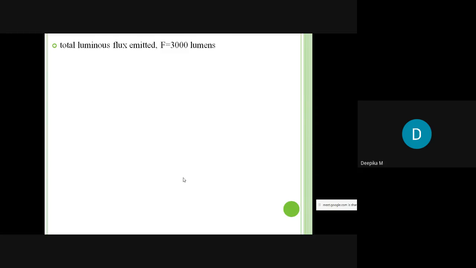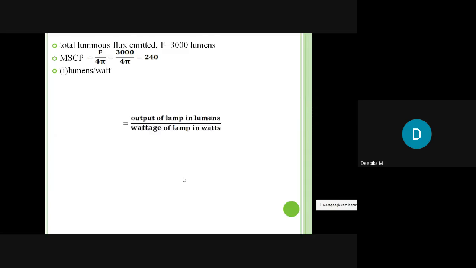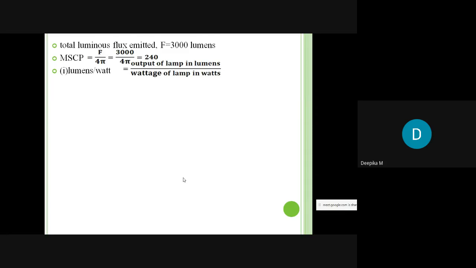Now the total luminous flux emitted is 3000 lumens. So MSCP is F by 4 pi, where F is 3000, therefore MSCP is equal to 240. Now we need to calculate the lumens per watt. The name itself suggests it is the output of the lamp in lumens and the wattage of the lamp in watts. Lumens is the output of the lamp, and wattage is the input to the lamp. So this is the lumens per watt.